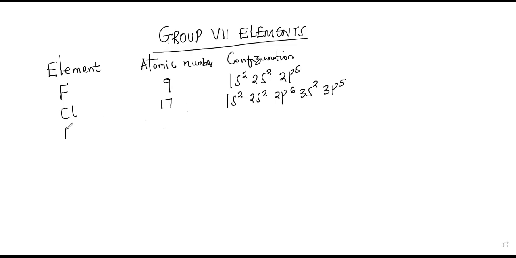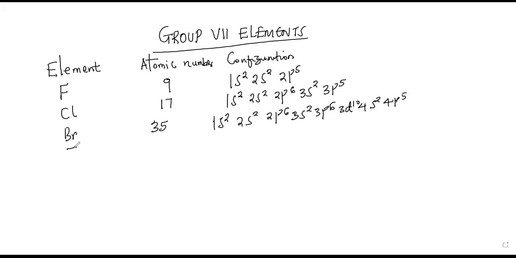Then bromine has atomic number 35, and its configuration is 1s2, 2s2, 2p6, 3s2, 3p6, 3d10, 4s2, 4p5. That is the configuration of bromine.